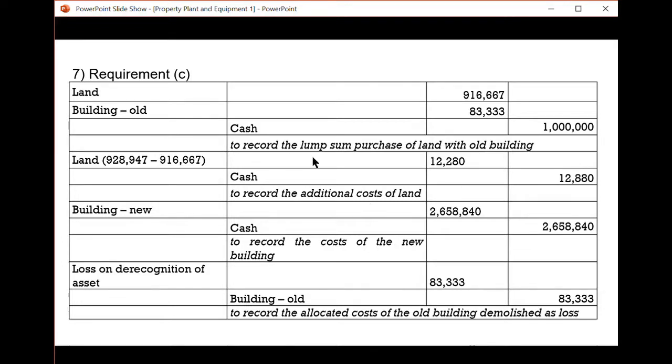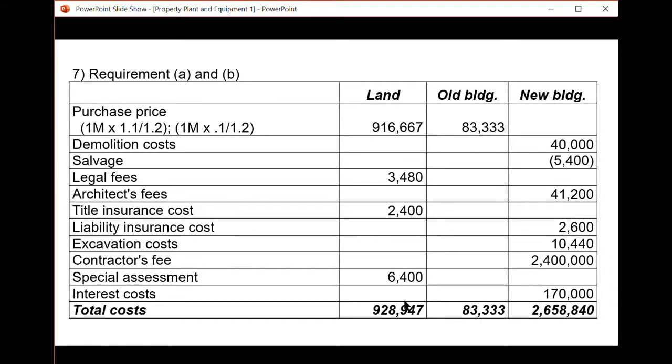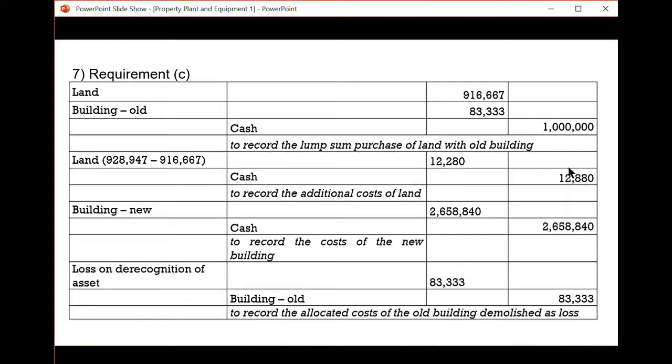12,280. Okay? So, 928,947. Yeah. Or, i-minus mo ni siya. Or, simply, i-add mo siya tanan. Kanan siya. 3,480 plus 24 plus 64. So, 12,280. So, na-error ani ha. 12,280 ni siya.